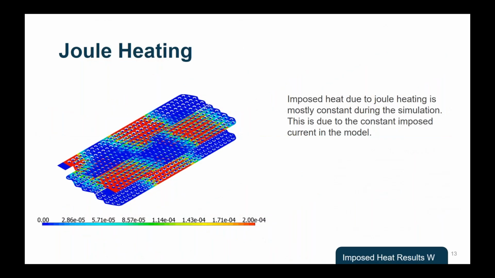Looking at joule heating, we can see the imposed heat on the bus bars. This is constant during the simulation because we have a constant current, but for a drive cycle that's changing. And this is a full finite volume simulation with element level heat rates.